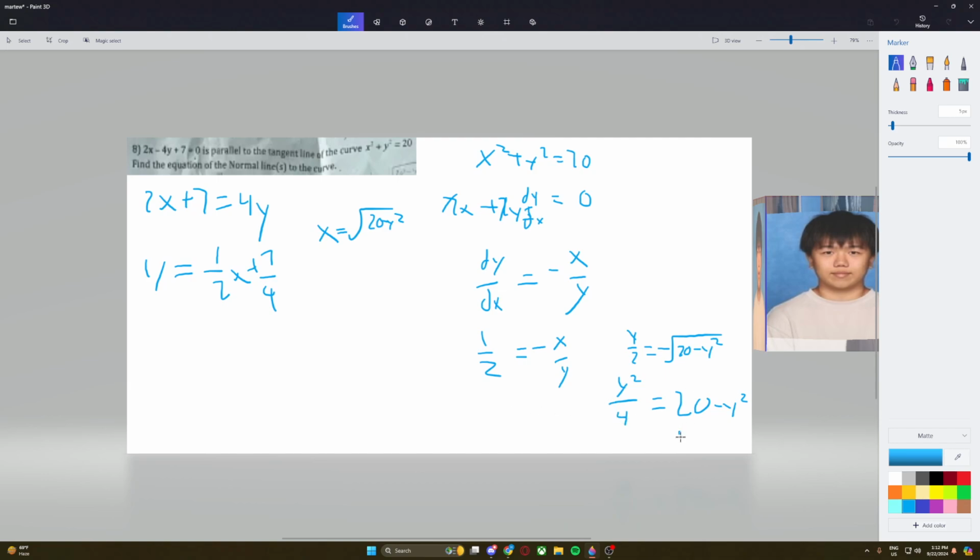Times 4 on this side, it's 80 minus 4y squared equals y squared, and moving terms over, 5y squared equals 80. And then divide by 5. 80 divided by 5 is 16. So y squared equals 16. And if you square root it, y equals plus or minus 4.